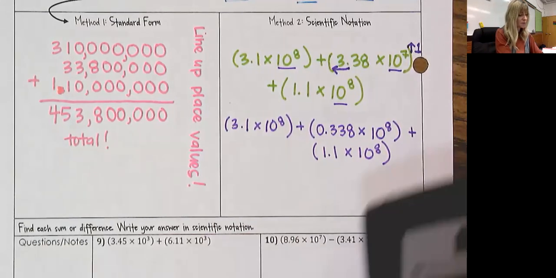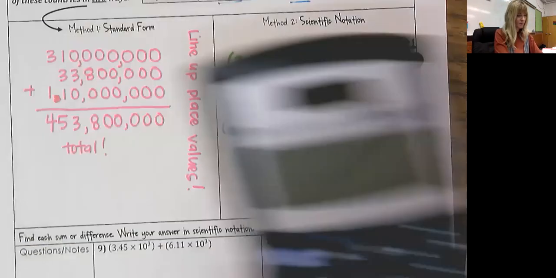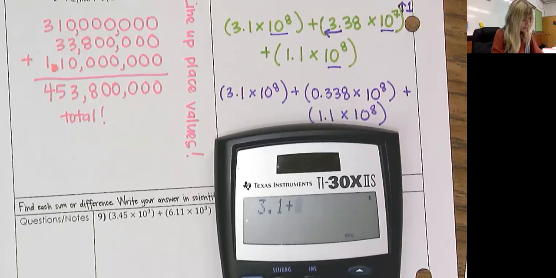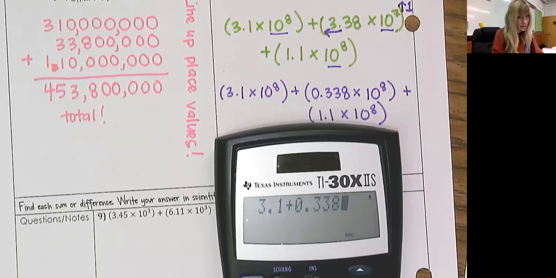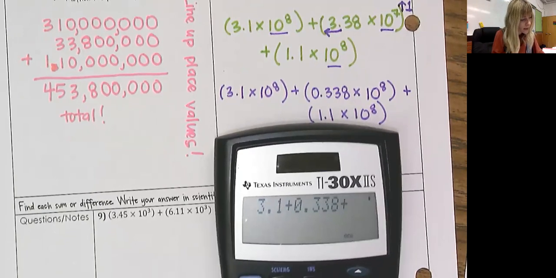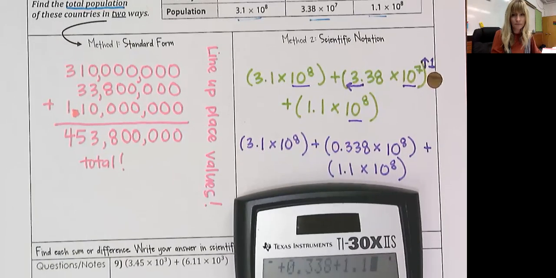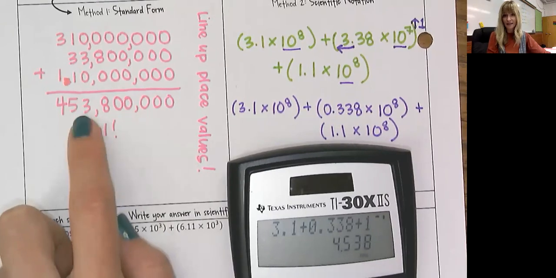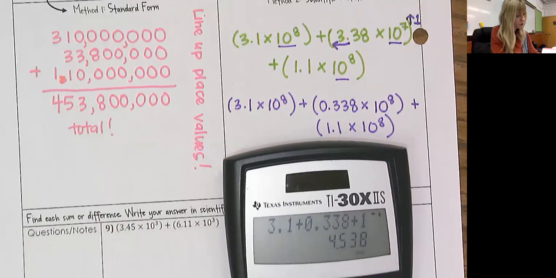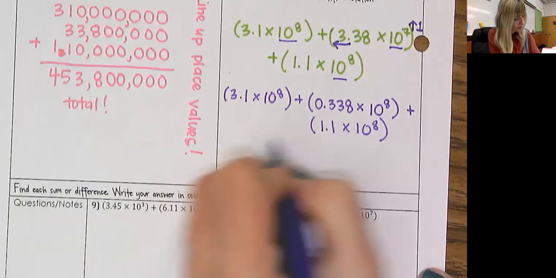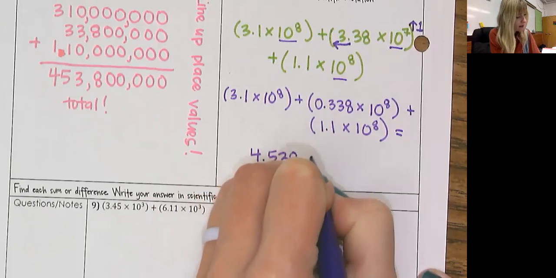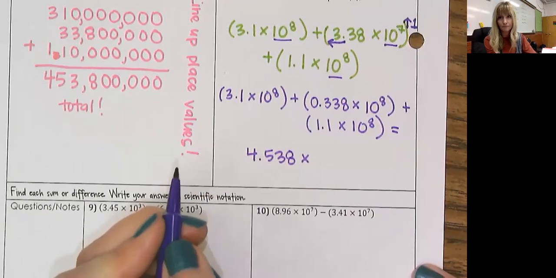And watch what happens when I add these decimals now. Ready? 3.1 plus 0.338 plus, the last one is 1.1. And check this out. I just got 4.538. That is making sense. Now here's the question. So this equals 4.538 times, what's the power of 10?